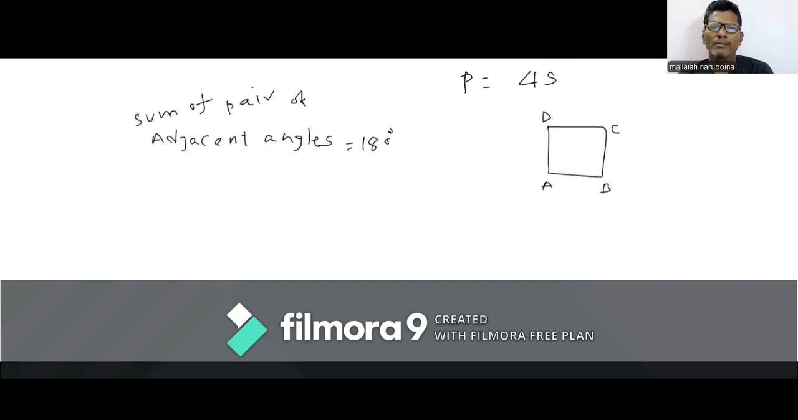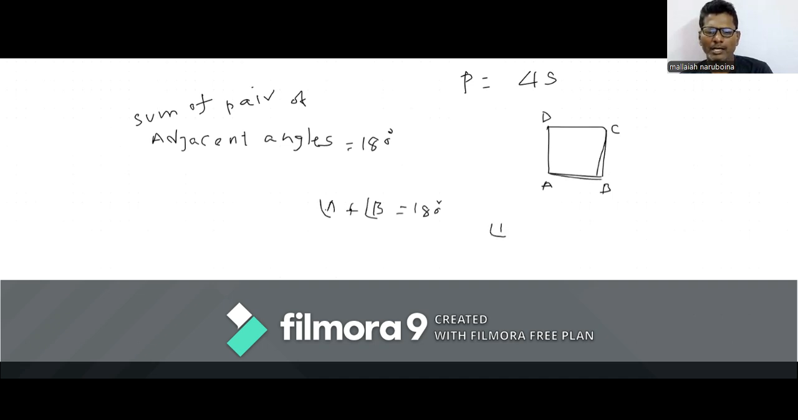The sum of pairs of adjacent angles in a square is equal to 180 degrees, or we call it supplementary. Angle A plus angle B is equal to 180 degrees. These are adjacent angles. Similarly, angle B plus angle C is also equal to 180 degrees.